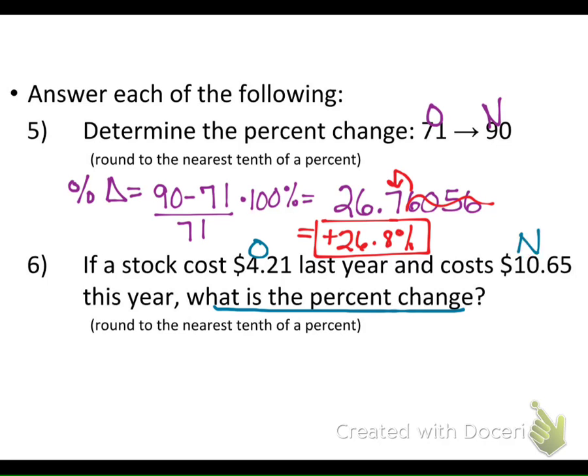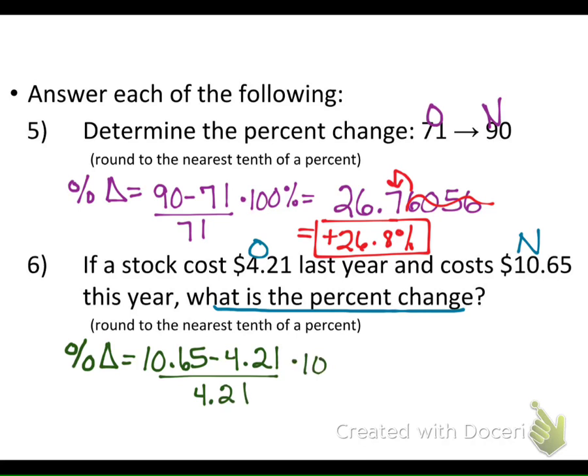Now, nobody likes when I write my N like that. They always think it looks like a W. Okay, I'm going to start with the name of my formula. Percent change. What's my new? $10.65. What's my old? $4.21. Divided by my old, $4.21, times 100%. Okay. Write it down, type it in. What do we get?